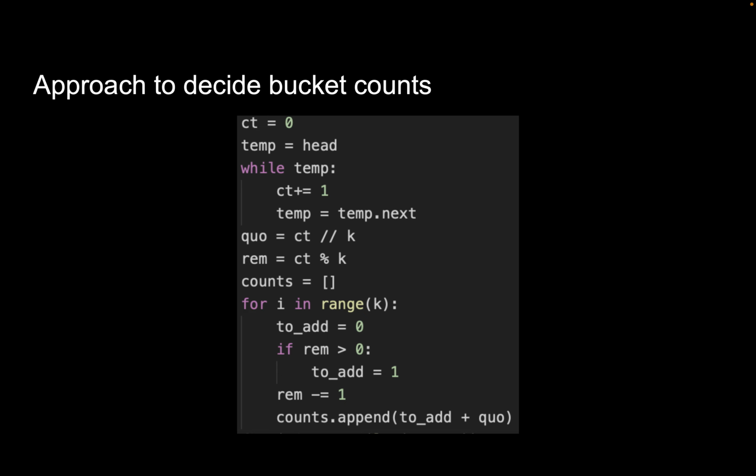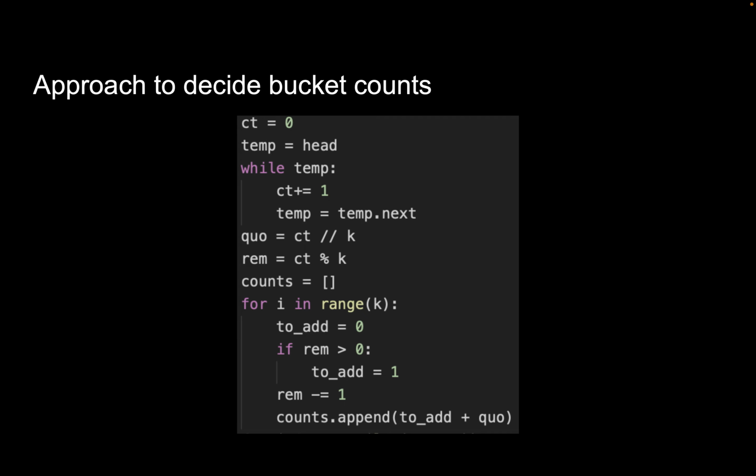So essentially, what the first for loop does is count how many nodes there are in the linked list. So ct plus equals 1, and then we move temp to temp.next, until temp is not None. At the end of the day, we will get the number of nodes in the linked list. Then we calculate the quotient, which is ct divided by k.